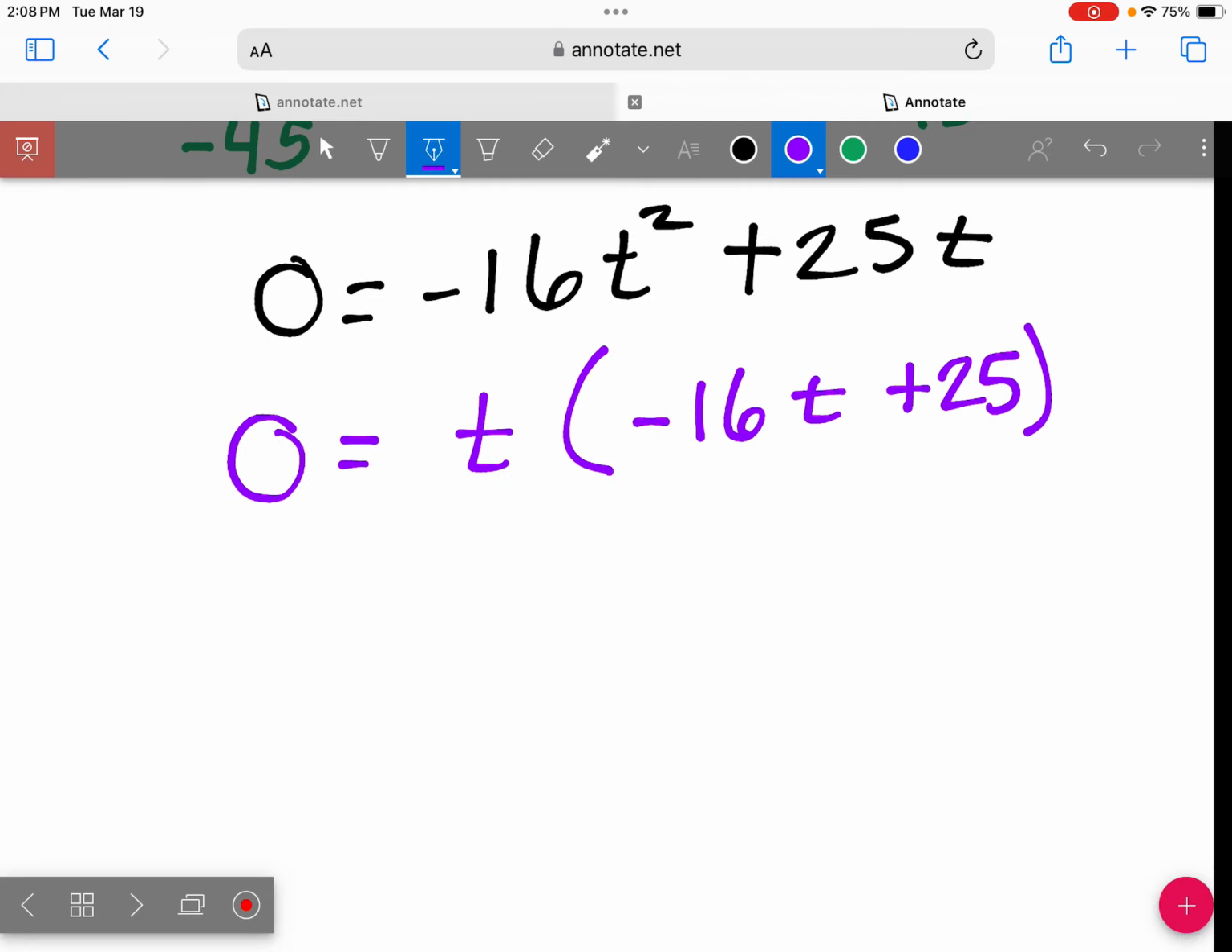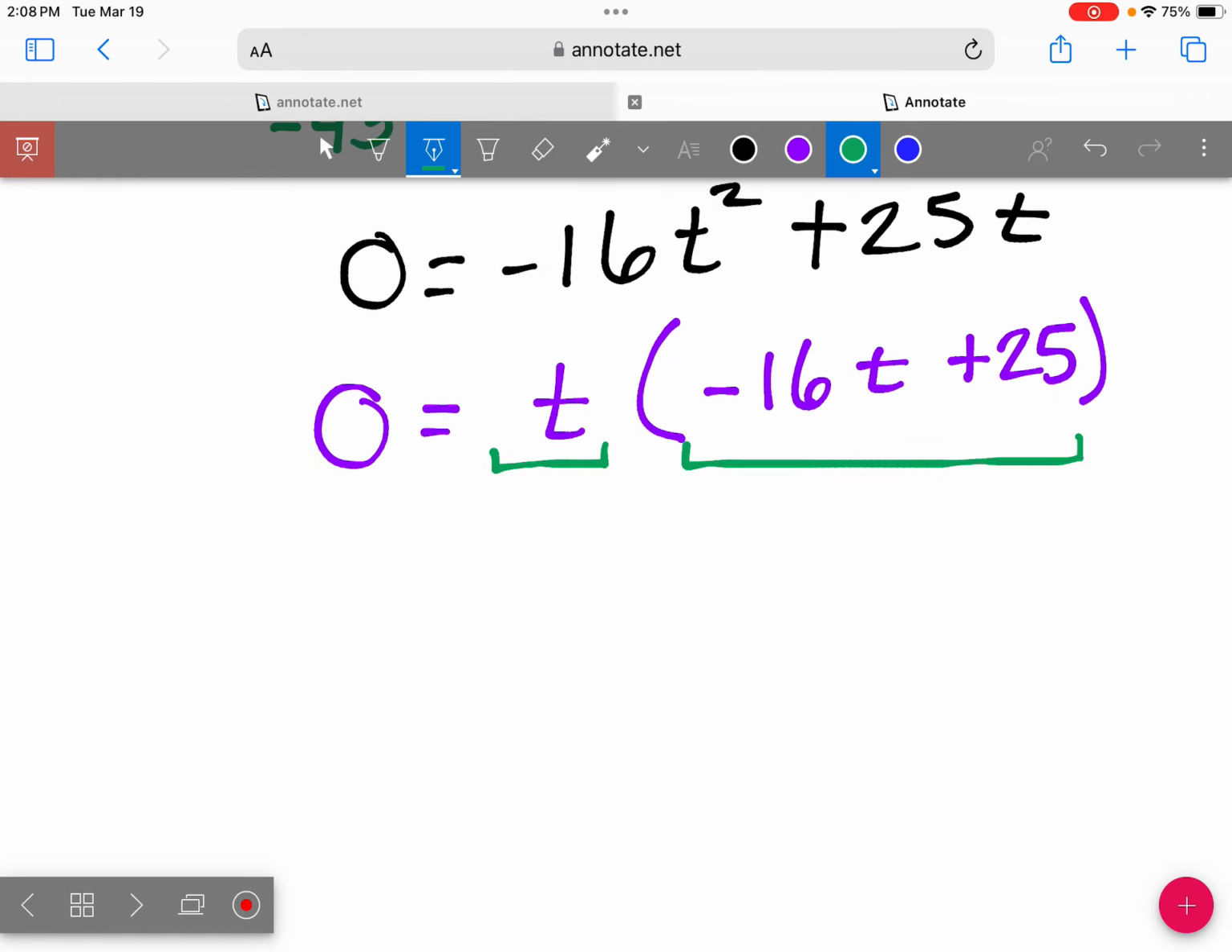If I was looking for a solution for what time it would hit there, how could I figure out my t equals from factored form? What are we going to do with each of our factors? Yes, set them equal to 0. One of them's easy because I've got 0 equals t. T is 0. That's an answer. Our other one is 0 equals minus 16t plus 25.